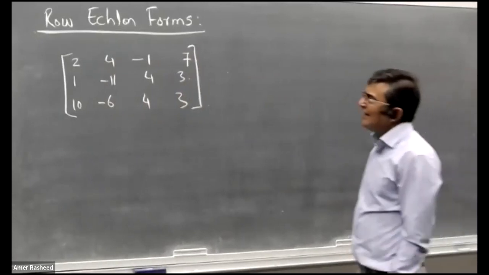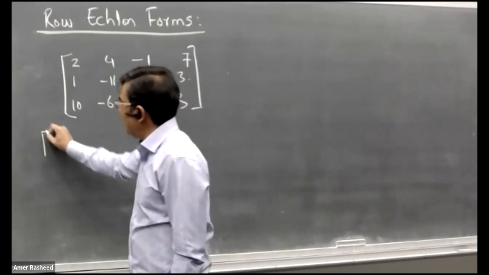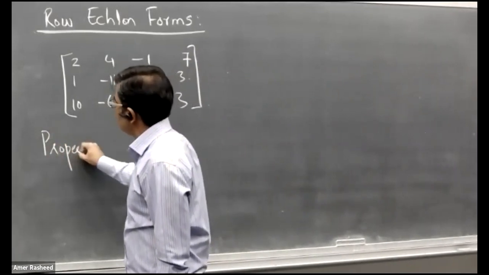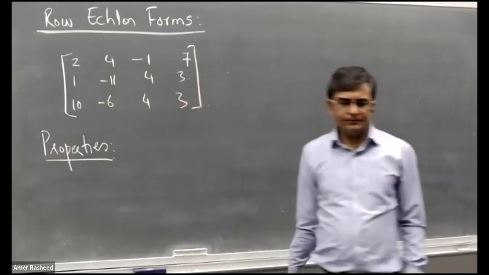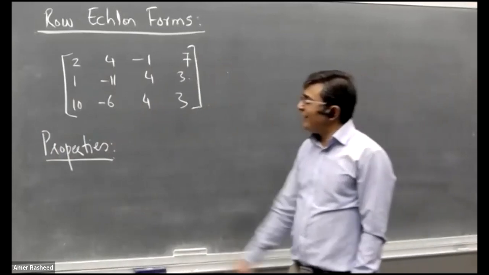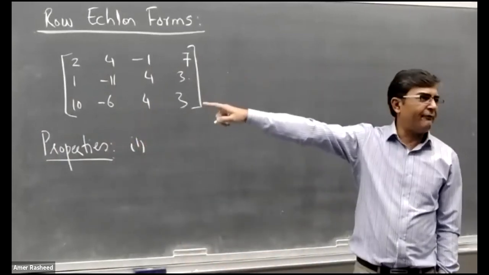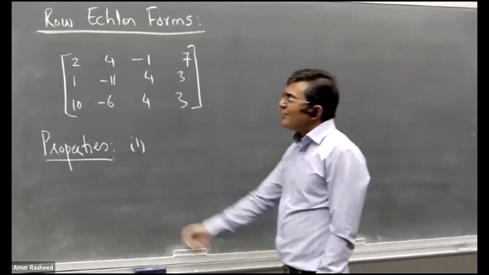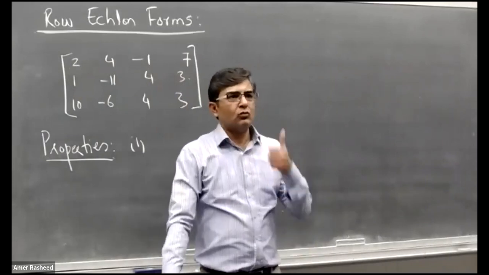Echelon form has certain properties. So what are those properties? The first property is जो कि हमने step 1 में की थी. Try to make first non-zero entry in first row 1.